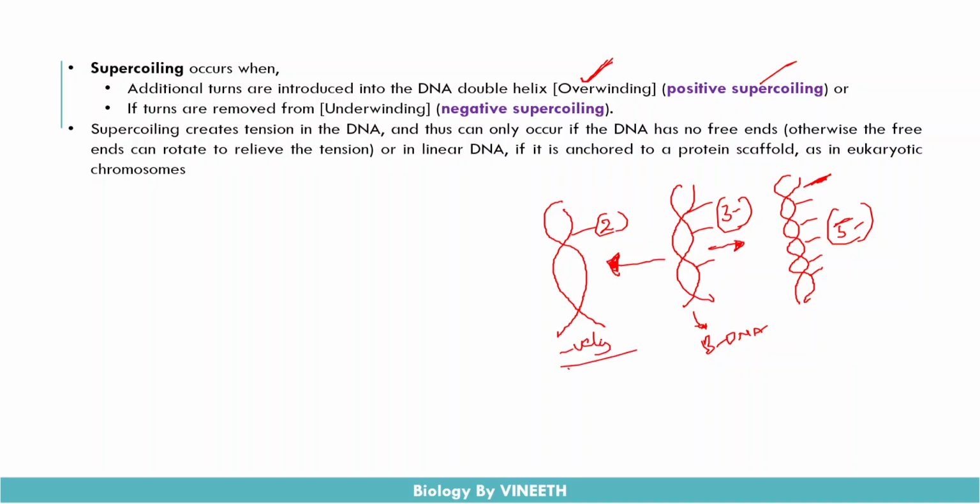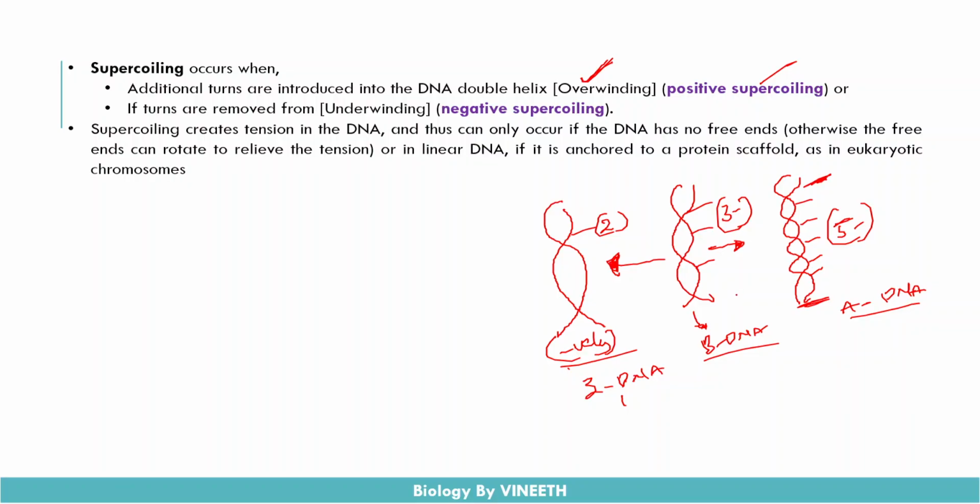This negatively supercoiled DNA resembles the structure of Z-DNA. Z-DNA is a slim and elongated form of the B-DNA. And this overwound DNA, or the positively supercoiled DNA, resembles the structure of A-DNA. So these are the different forms of the DNA that are formed due to supercoiling. This is what supercoiling creates.